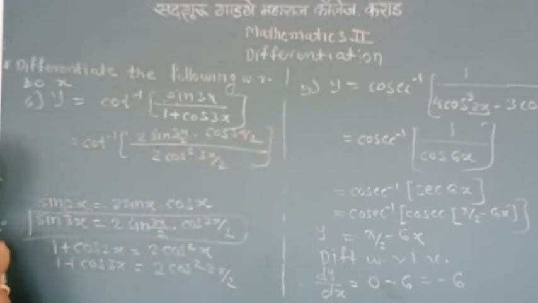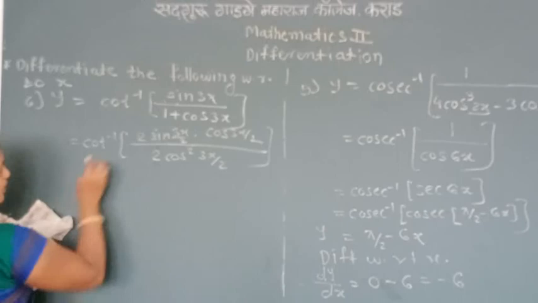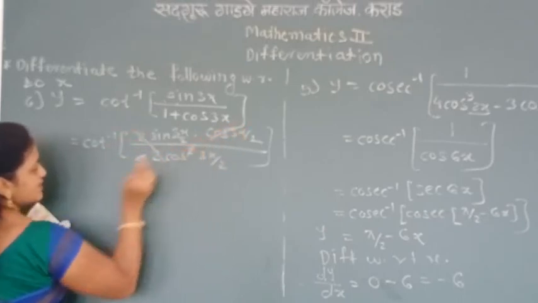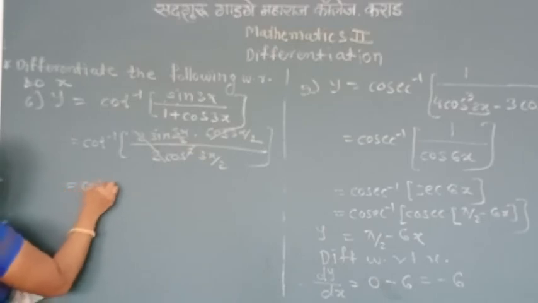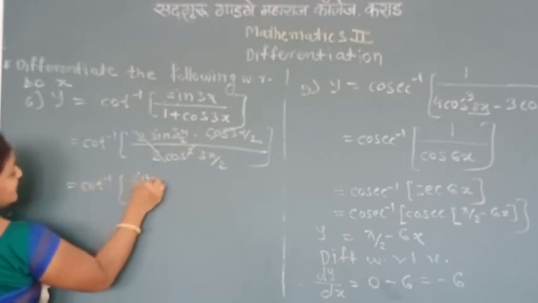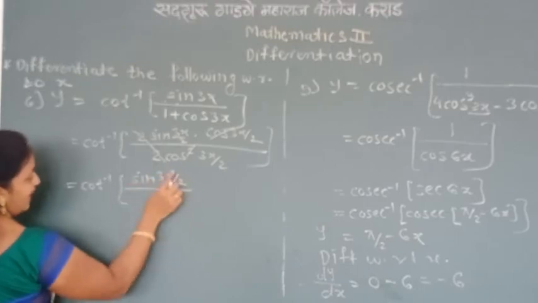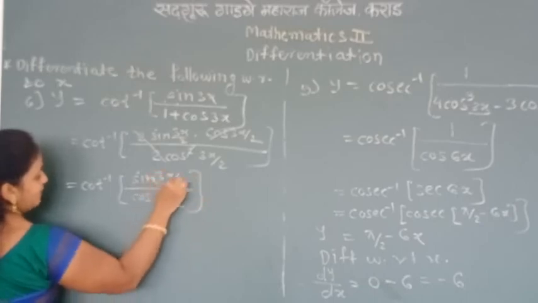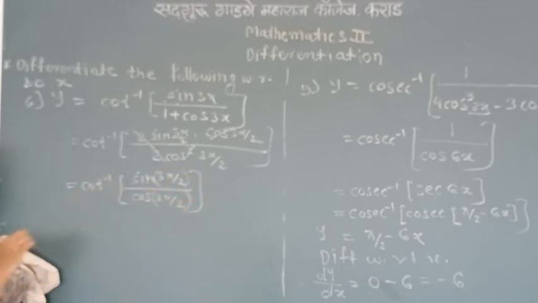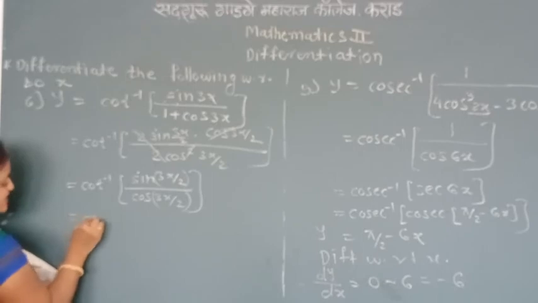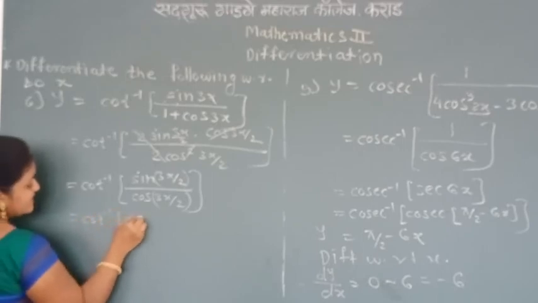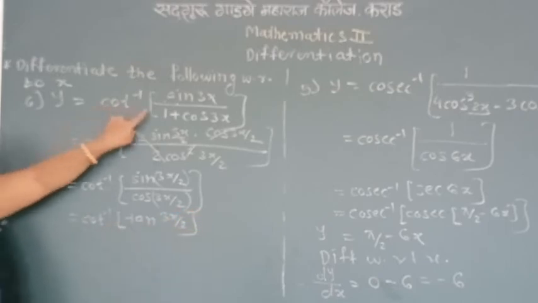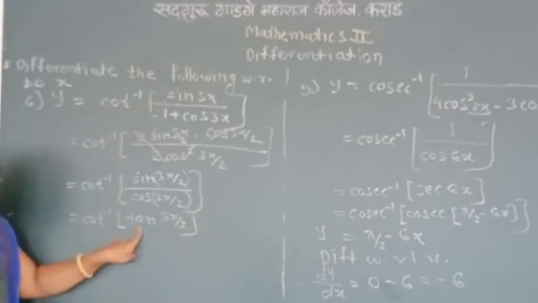Now simplify. How to simplify? The 2 cancels. Here cos square, here cos, so one cos is cancelled. The remaining term is cot inverse, inside the bracket sin 3x by 2 divided by cos 3x by 2. The angles are the same. What is sin upon cos? Which is tan. So cot inverse of tan 3x by 2.